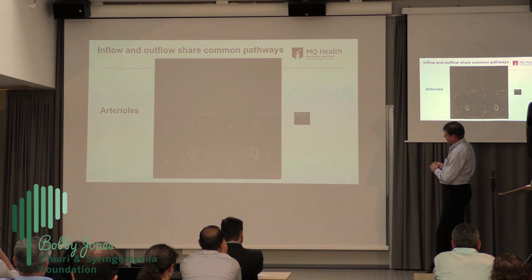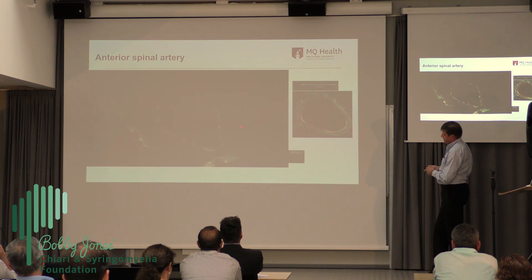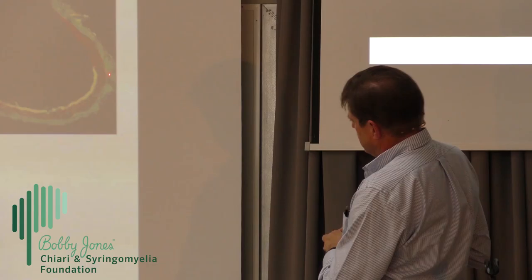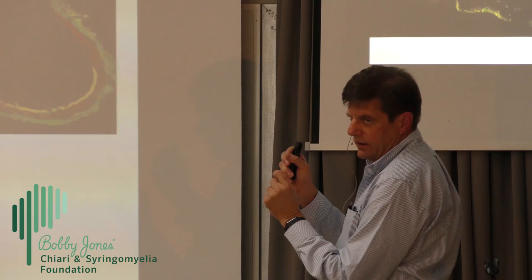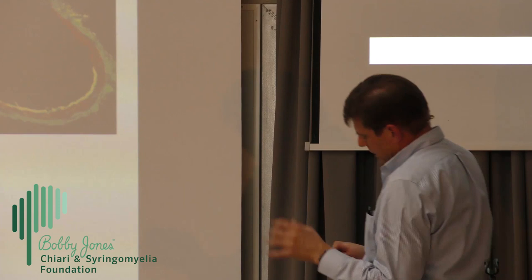This is the combined image here, and we're able to show that there is fluorescent tracer around arterioles, both in the inflow studies and the outflow studies. And this is a three-dimensional image taken of the anterior spinal artery. This is in the outflow. So we've got endothelium stained, smooth muscle stained, and then the CSF tracer is just outside the smooth muscle, and that occurs in the outflow. So we've injected into the spinal cord, and then the tracer is specifically around the anterior spinal artery smooth muscle. So this is evidence, I think, against that pure lymphatic pathway.